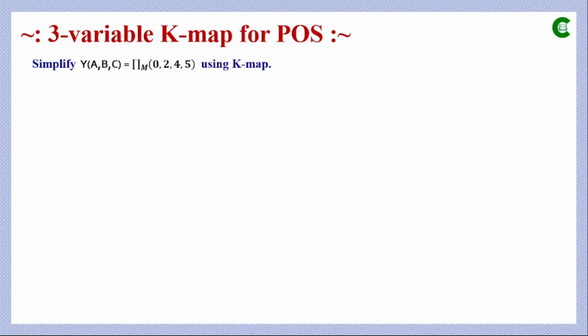Next we will simplify a few examples on POS, product of sum, which will be in the form of Maxterms. As we can see here, the Boolean function which is given has 3 variables and it is defined by 4 Maxterms. We already know that a minterm is an AND operation between the variables, or product. So when all these variables individually have value 1, then the value of this function will be 1.